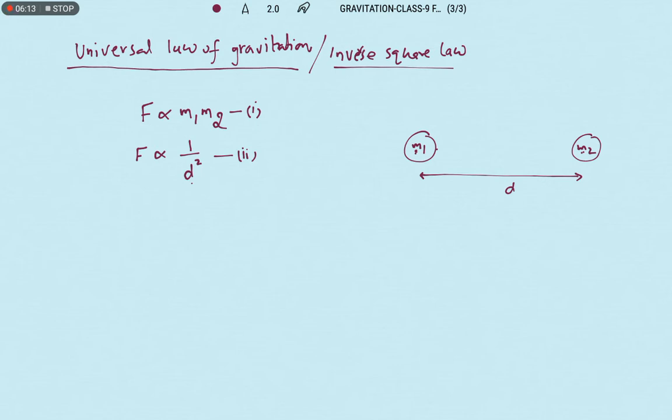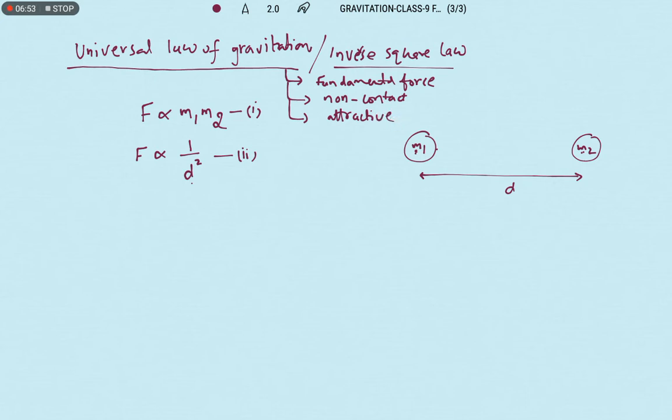One more important point: gravitational force is a fundamental force which exists in nature. In the same way, gravitational force is a non-contact force. We already discussed this in class 8. So gravitational force comes under the group of fundamental forces, and it is a non-contact force, and it is always attractive in nature. It is never repulsive in nature. Okay, now let us come to here.